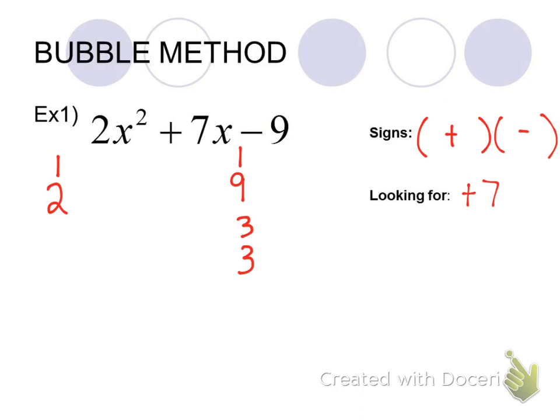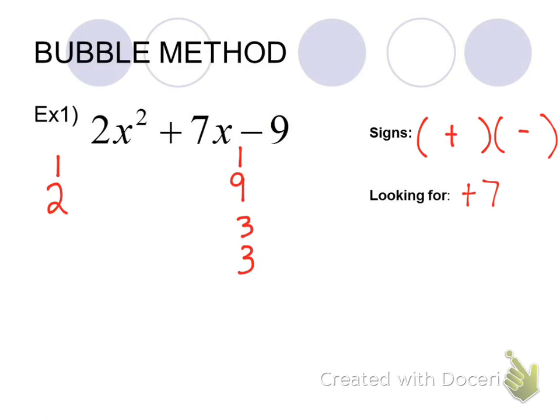I should hear everybody answering this because we've already talked about it. What should our signs be on the factors of -9? Negative and positive. So when we start bubbling, we are going to have to make one of these factors negative and keep one of them positive.